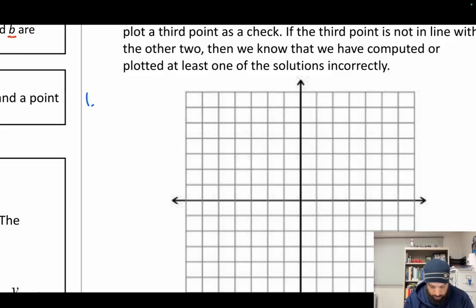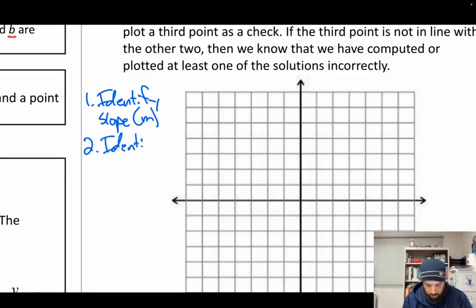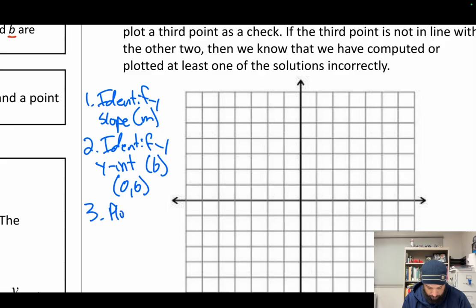So step 1, you want to identify your slope, which is your m, which we've done. Step 2, we want to identify our y-intercept, which is our b. Make sure you also write it down as the coordinate 0, b. Step 3, we'll start with plotting the y-intercept. So let's do that. So 0, 3.